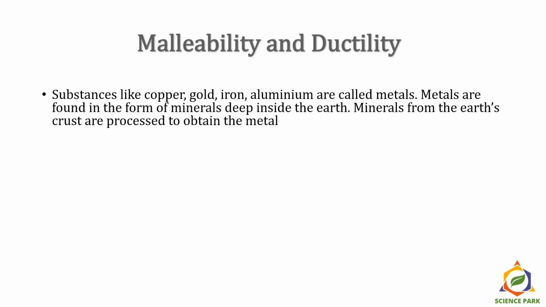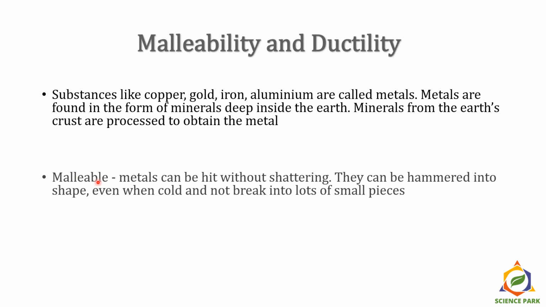Substances like copper, gold, iron, aluminium, all these substances are called metals. Metals are found in form of minerals deep inside the earth. Minerals from the earth's crust are then processed to obtain pure metal out of them.